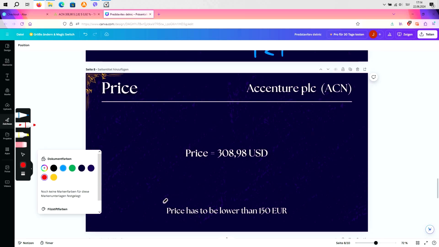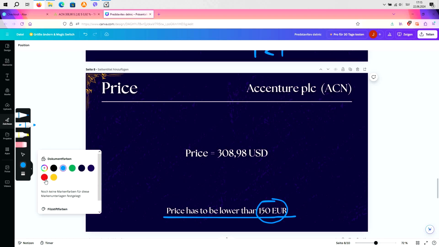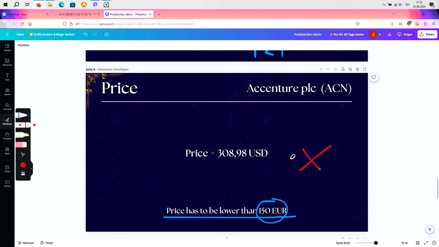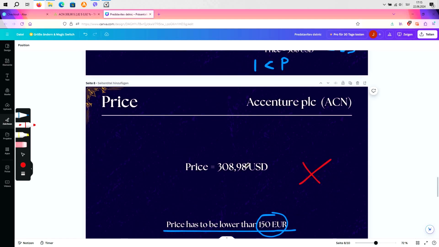And now we come to the price. And here we also have a little rule saying that the price has to be lower than 150 euros or dollars or British pounds, whatever. I am from Europe, we have euros, okay? So for me, it's 150 euros. Now the current price is 308, almost $309. So that's above 150 euros, which is not a good sign, okay? We want to buy stocks that are cheap and also undervalued, okay?